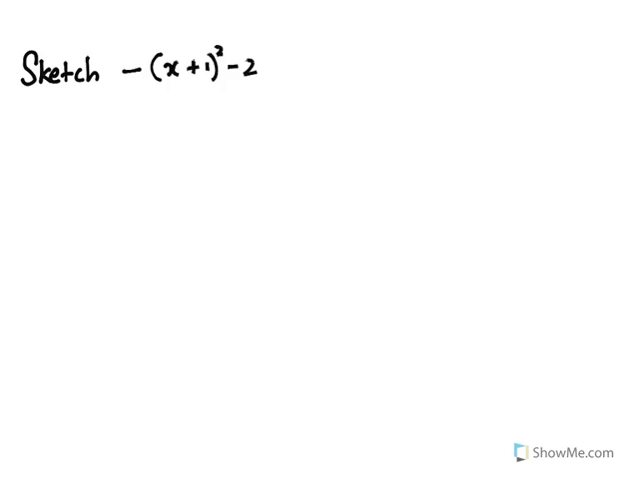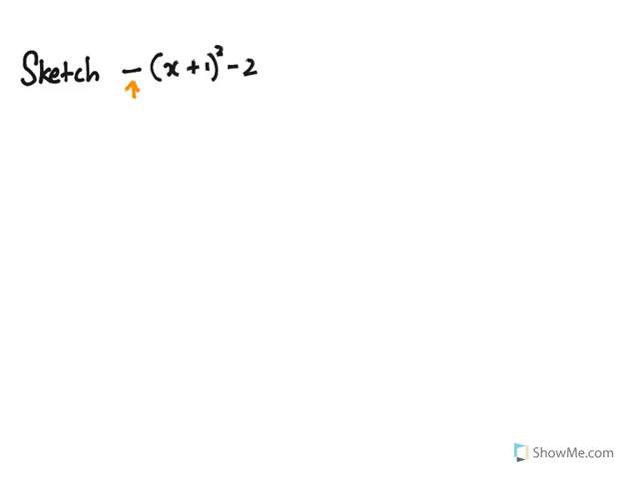So in the second part, we're going to be looking at sketching yet the same completed square form, but in this case we have a negative in front. So the first question you have to ask yourself is, when you have a negative, what does it do to the nature of your graph?